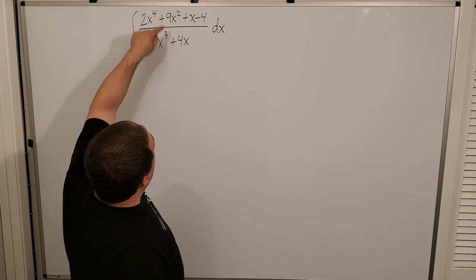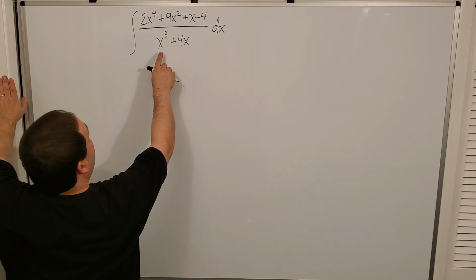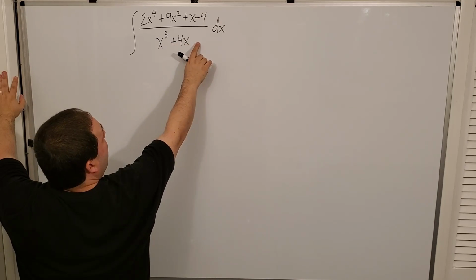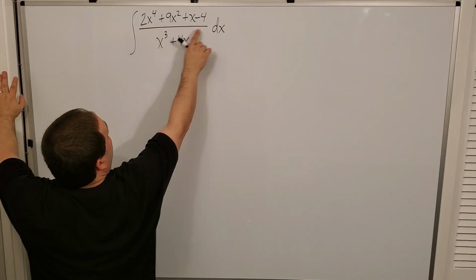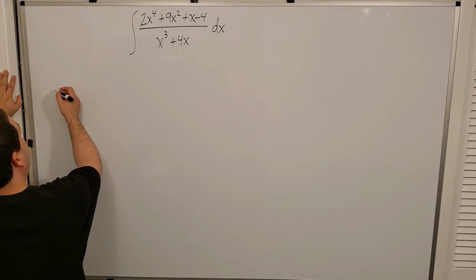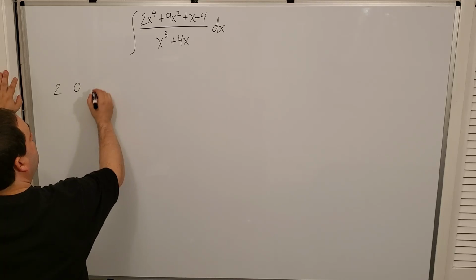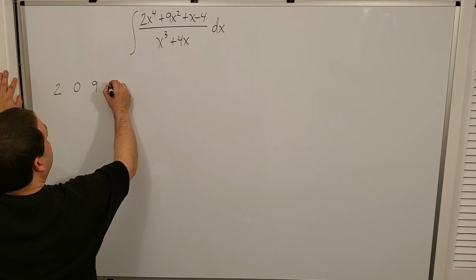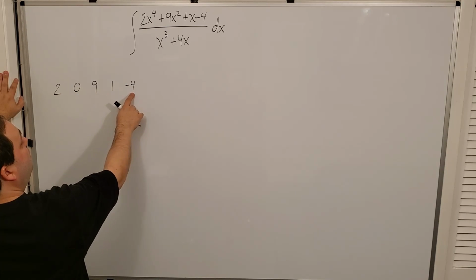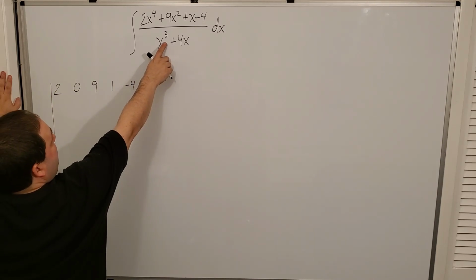I need to actually perform this division. So I'm going to have in my denominator x cubed. Don't forget there's a 0x squared and a 0 constant. And in my numerator here, don't forget there's a missing x cubed power. So to do my division, I'm going to start with the top row, 2, 0, 9, 1, and negative 4. That's x to the 4, 3, 2, 1, none. I'm going to draw my line here, and I need 3 boxes.